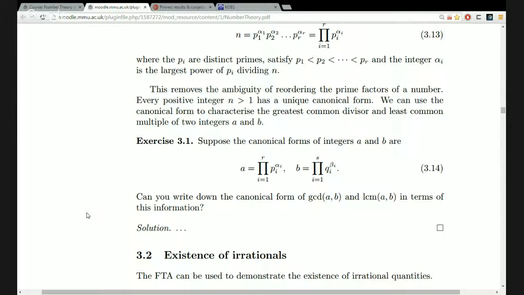This is exercise 3.1, page 20. So what we're looking for here is a similar product formula for the GCD and maybe a similar product formula for the least common multiple. How to give a product type description of these, or a prime factorization type description of these, given that we know the prime factorizations of the inputs A and B. And the way we set it up here, the sets of primes P1 up to Pr are the ones appearing in A, and Q1 up to Qs are the ones appearing in B. These are not necessarily the same.